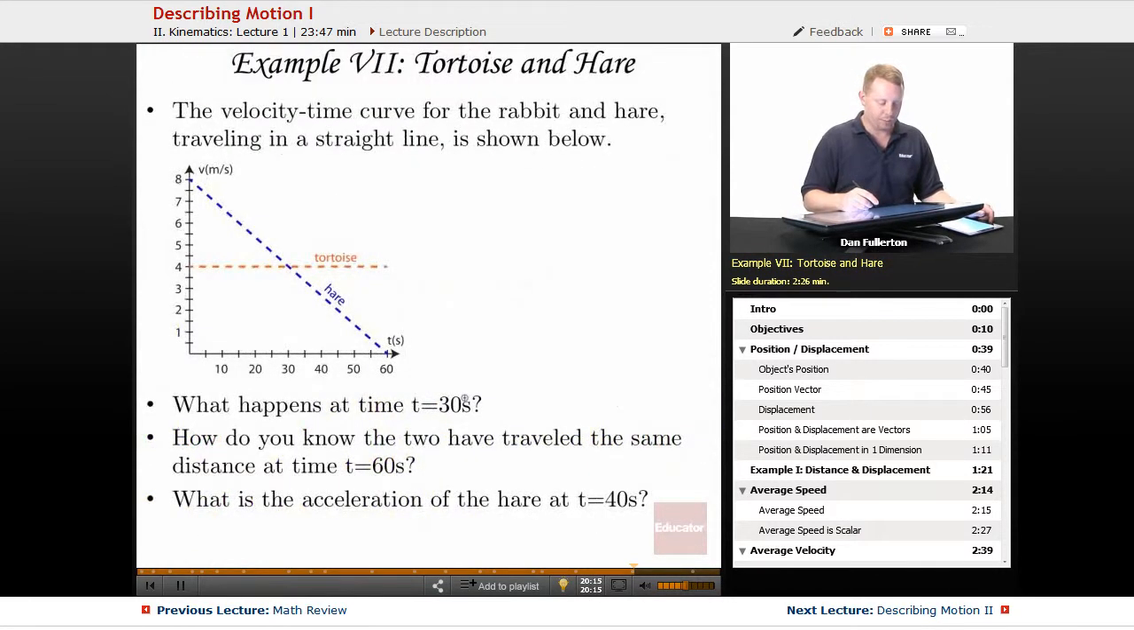Taking a look at another example, the velocity time curve for the tortoise and hare traveling in a straight line is shown below. We've got our tortoise here in orange, our hare in blue. What happens at time t equals 30 seconds? Well, interpreting these can get a little tricky, so let's take our time and go right through it. At t equals 30 seconds, it looks like the tortoise and the hare have the exact same value for speed. So tortoise and hare have the same speed.